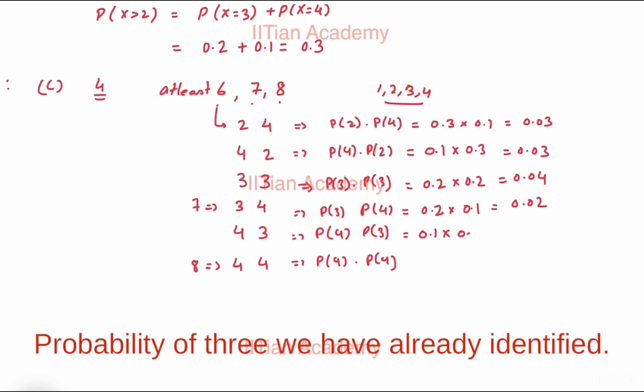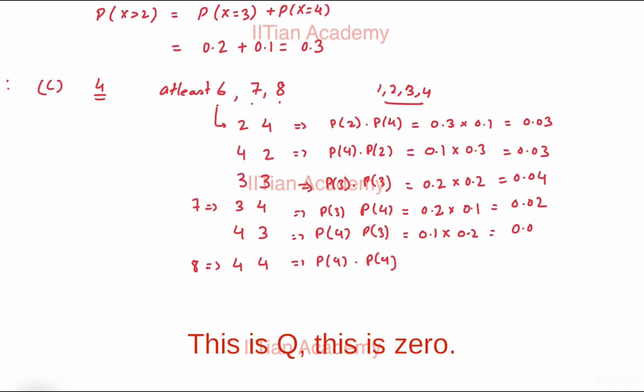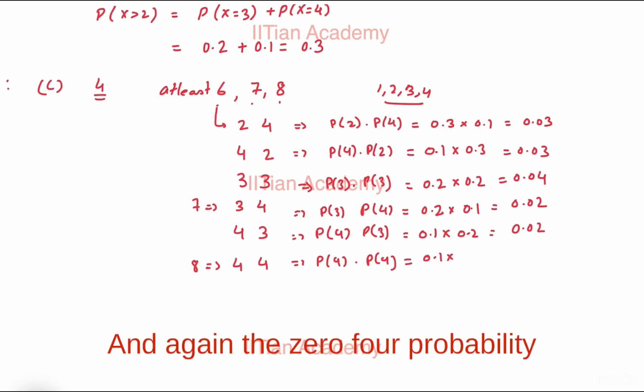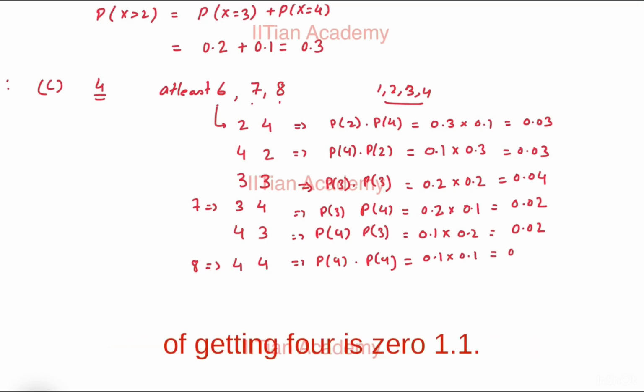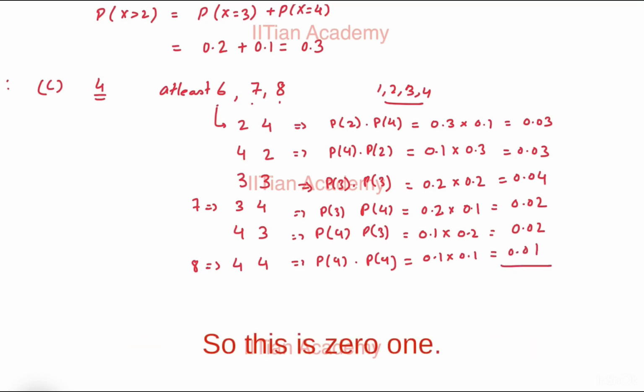Now probability of 4 is 0.1. Probability of 3 we have already identified. This is Q. This is 0.2. So this is 0.02. And again the probability of getting 4 is 0.1, so 0.1 times 0.1 is 0.01. So this is the probability.